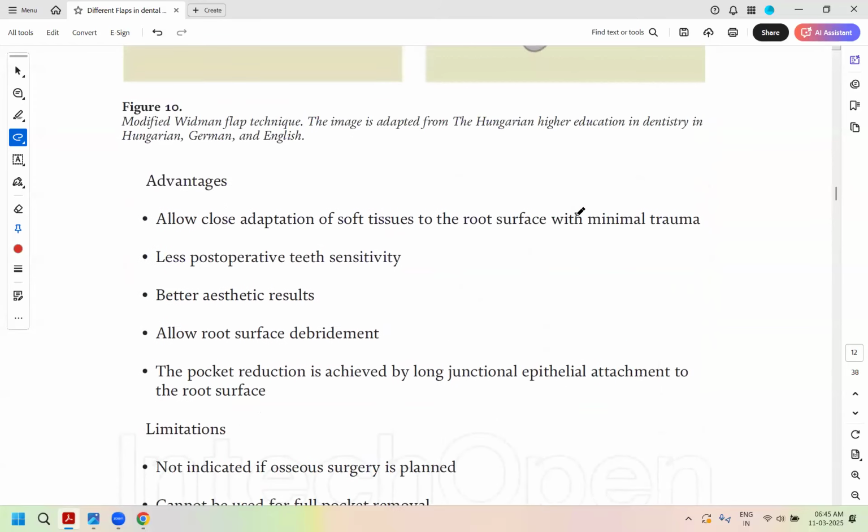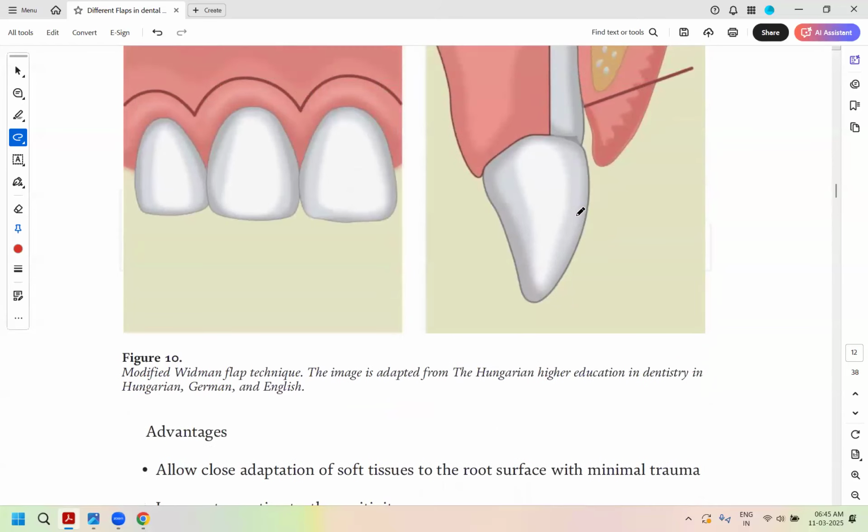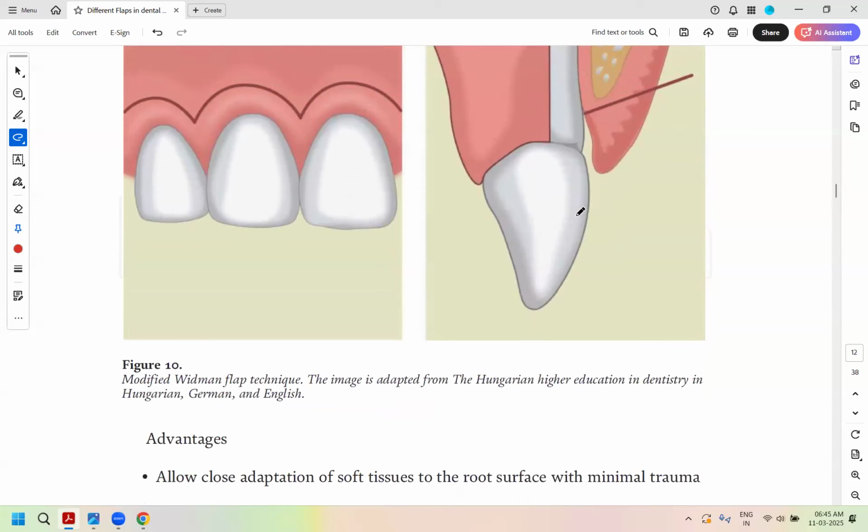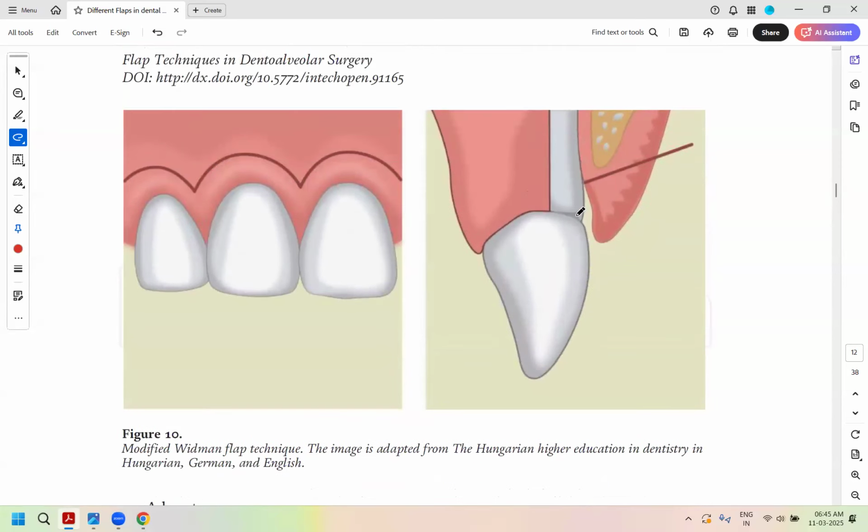It doesn't completely eliminate the pocket. Pockets usually form again because you're repositioning it back to the same site. So it is just a root exposure or the bone exposure procedure. So your modified Widman, you're doing only to expose the root for the root planing technique.